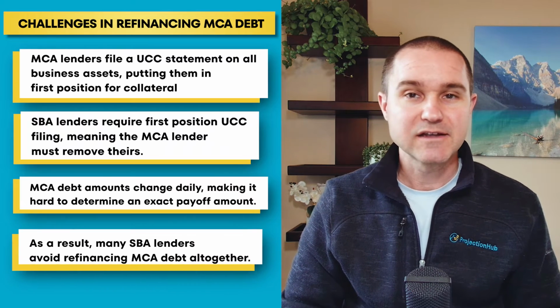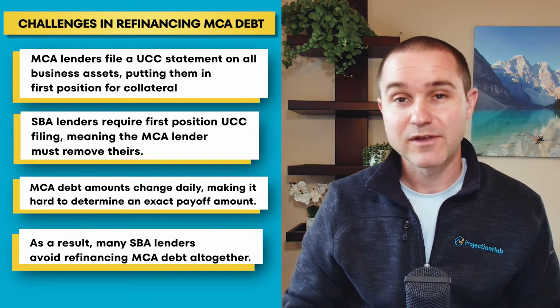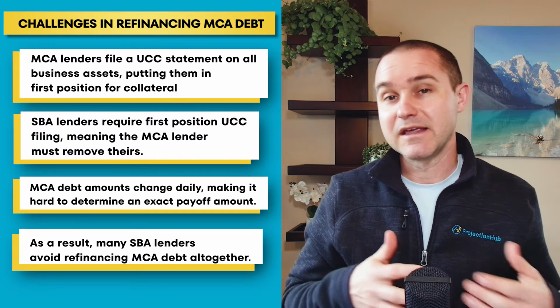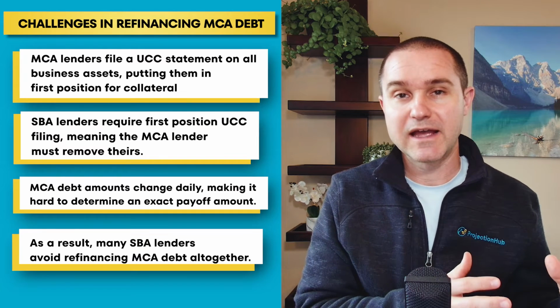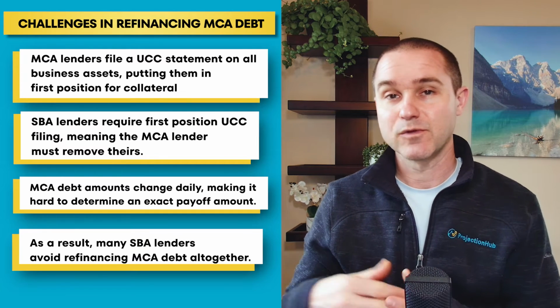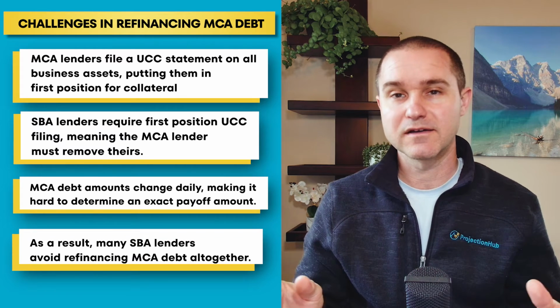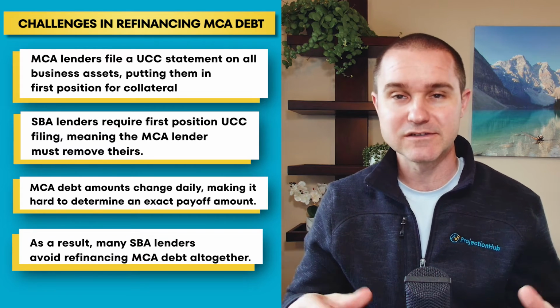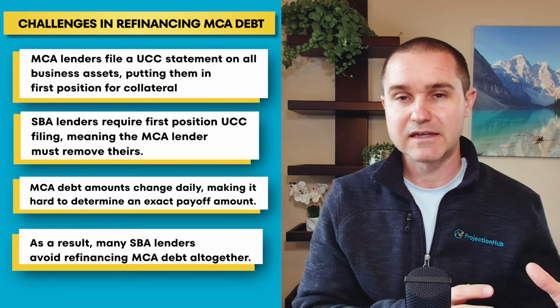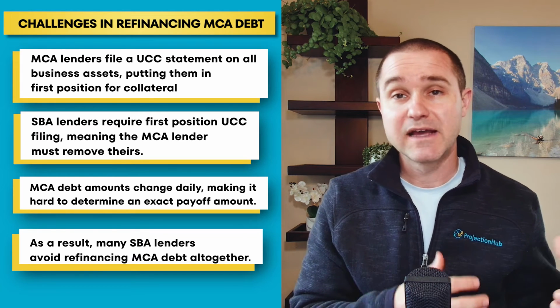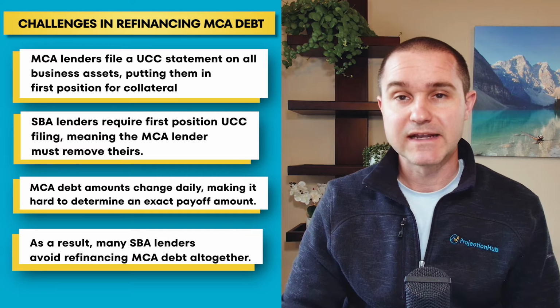Because the MCA lenders don't have a whole lot of incentive to get paid off, they want to just kind of keep you in that cycle. They can be difficult to work with to nail down a particular payoff amount. So what I've noticed from a lot of SBA lenders is they just don't want to deal with it. It's too hard, it's too complicated. They've got a lot of other deals that they can work on, and it's just a pain. So what ends up happening is they don't often end up actually being willing to refinance MCA debt.